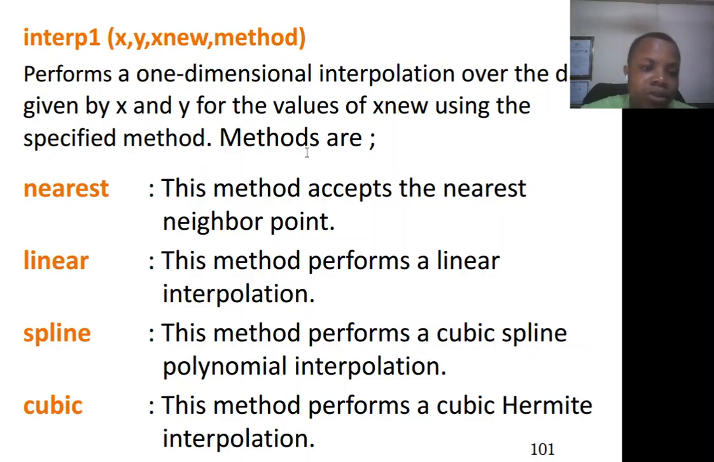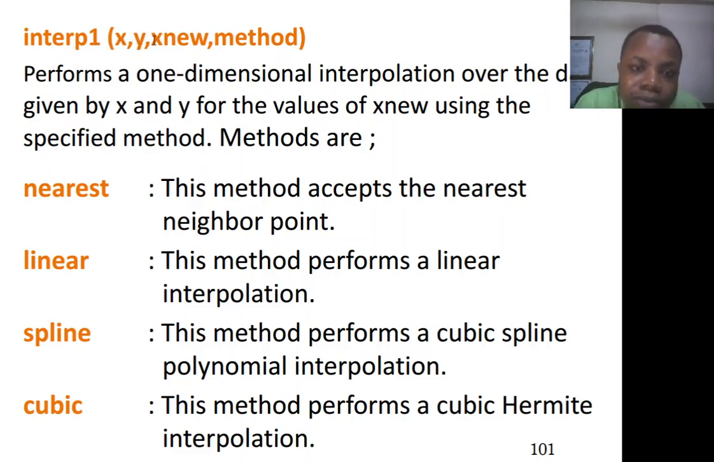The first one happens to be the nearest. This is going to give you the nearest neighbor point. This is just going to fit a line. That is the nearest neighbor point, so that if you are to interpolate, the nearest neighbor to the number that you are looking for will be given to you. For us to do interpolation, we are going to make use of the function interp1. Now we're going to specify the data.